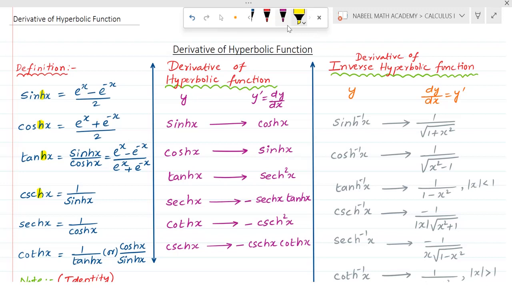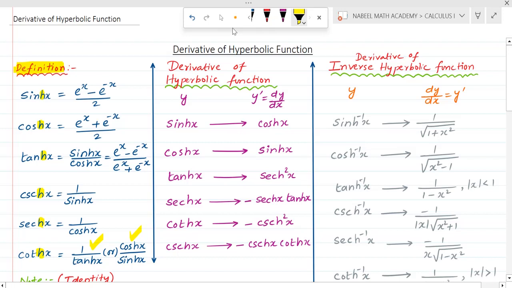Now similarly, cosech x can be written as 1 over sinh x, and sech x is 1 over cosh x. Coth x is 1 over tanh x, or you can write it as e power x plus e power minus x over e power x minus e power minus x. Both are right. Either you can use this one or the reciprocal of it. So this is the definition of the hyperbolic functions, and we will use this definition in the problems to simplify the function.